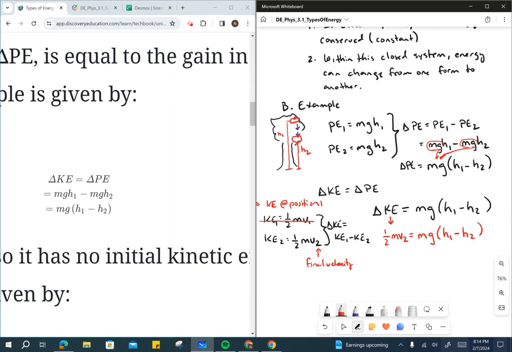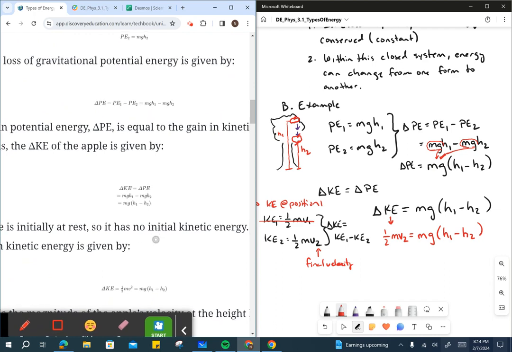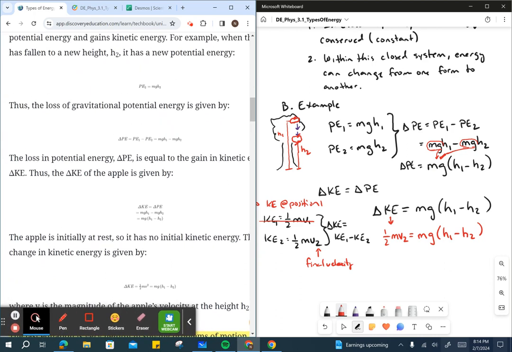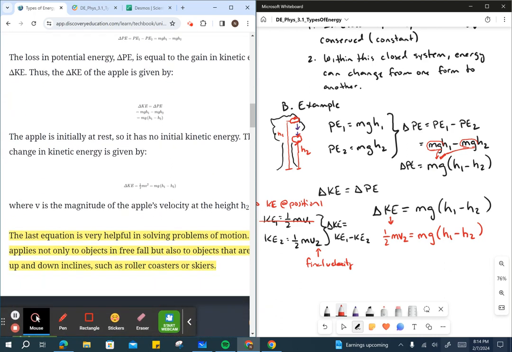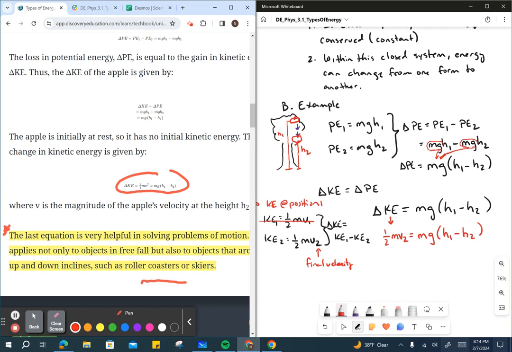Okay, so I walked through there and tried to hopefully explain the thinking behind it. What we did was explore this idea right here: how the change in kinetic energy is equal to the change in potential energy. And this is what's interesting. The last equation, this is important here, is very helpful in solving problems of motion.